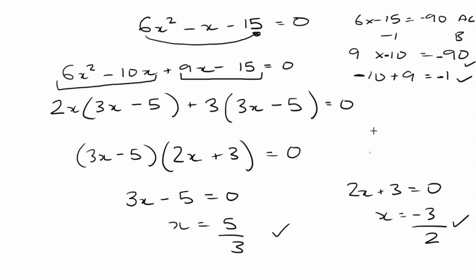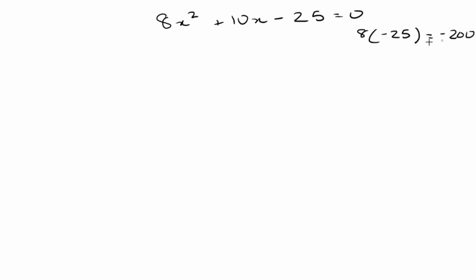Let's have a look at one more example. Let's say we've got 8x squared plus 10x minus 25, which equals 0. Once again, our AC will be 8 times negative 25, which gives minus 200, and our B is 10. Let's find numbers that add up to 10 and multiply to negative 200. Just by looking at this, we know that 20 and 10 are going to be the numbers to work with here, but we have to play around with the signs.